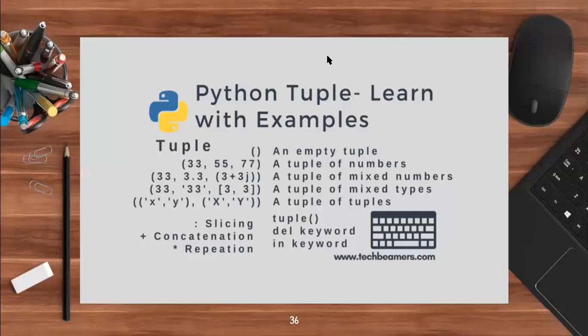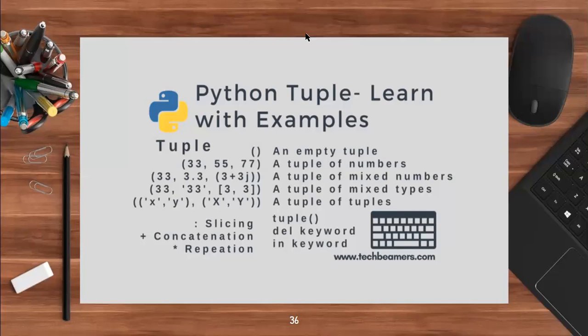On the screen, we have a couple of examples of a tuple. You can see an empty tuple. You can see a tuple of numbers. A tuple of mixed numbers because you can see a complex number right there. A tuple of mixed data types, which is a number, a string, and a list. You see a couple of tuples also. So these are the things you must know in a tuple.